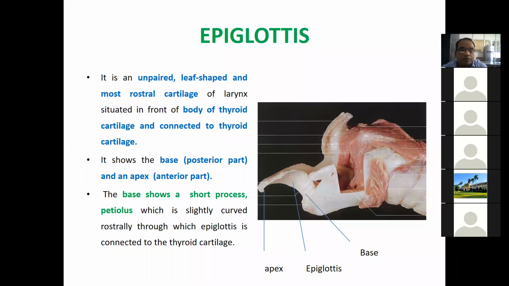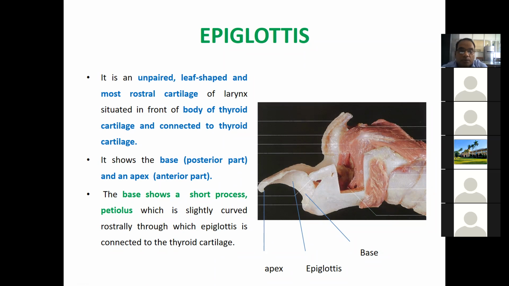First is the epiglottis. Now this epiglottis is an unpaired leaf-shaped structure. You see this one is the epiglottis. This is unpaired and almost leaf-shaped, and it is the most rostral cartilage of the larynx, or you can say the most anterior part of the larynx, in front of the thyroid cartilage and also connected to the thyroid cartilage. I told you this is the thyroid cartilage. So this is the epiglottis, situated just in front of the thyroid cartilage.